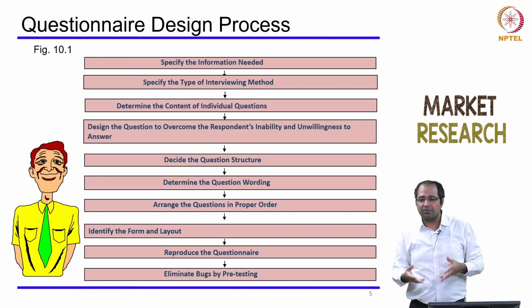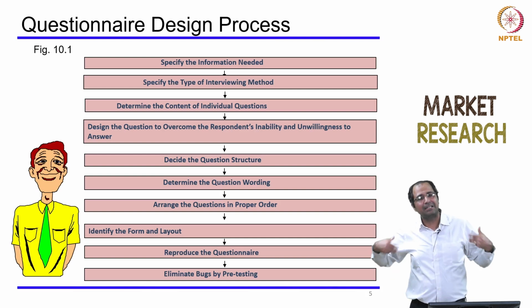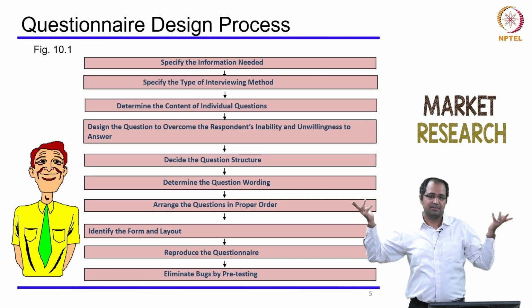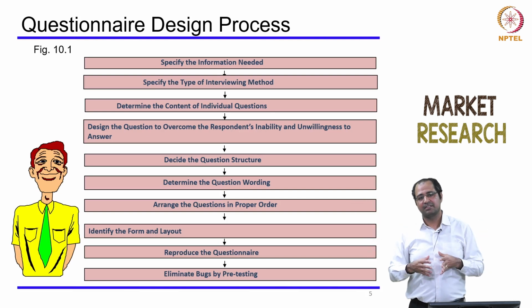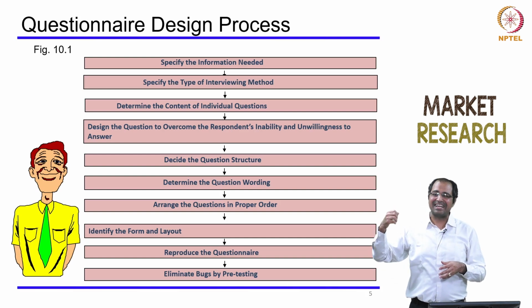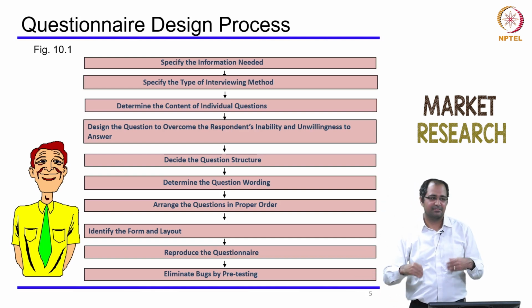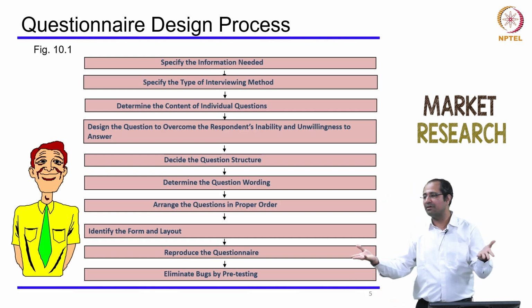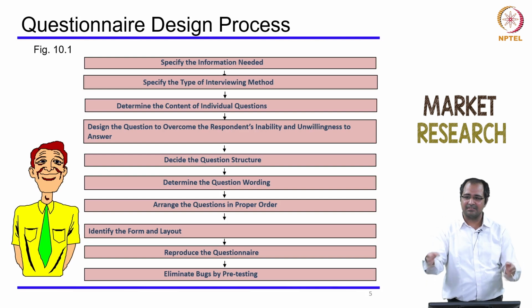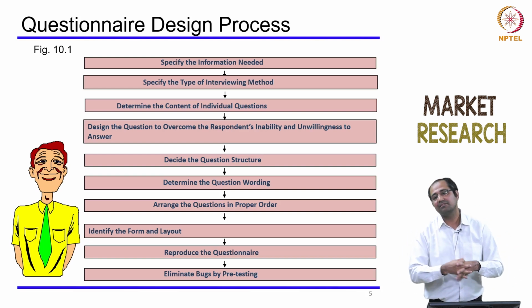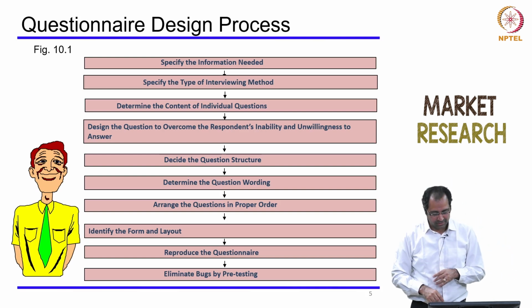If you leave out a particular question that is important and you conduct the survey, then it is gone. It is not like in a train, where there is an option of pulling the chain. If an important variable is missed and you have collected the data, it is gone. So that is why this first step is very, very important.